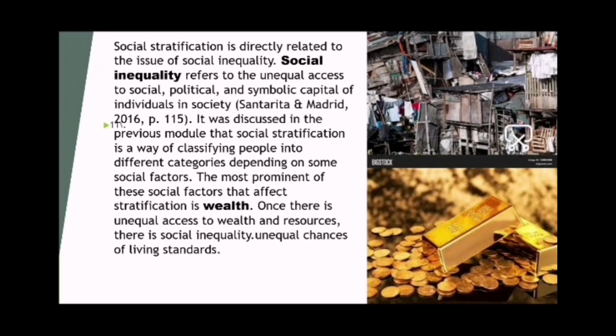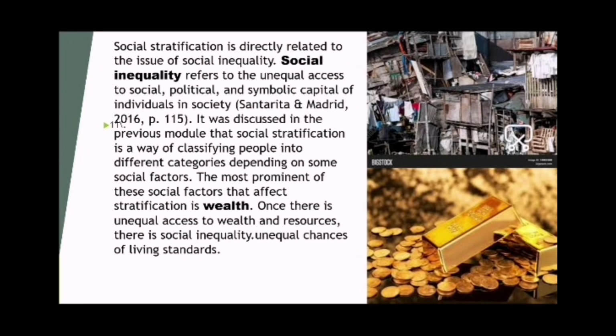Social stratification is directly related to the issue of social inequality. When we say social inequality, it refers to the unequal access to social, political, and symbolic capital of individuals in the society. It was discussed in the previous module that social stratification is a way of classifying people into different categories depending on some social factors. The most prominent of the social factors that affect stratification is wealth. Once there is an unequal access to wealth and resources, there is social inequality, unequal chances of living standards.